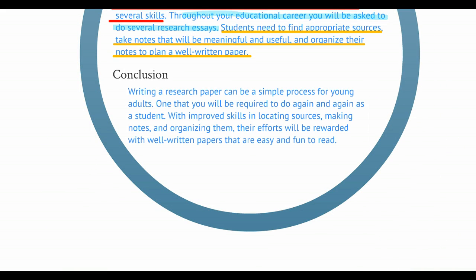So as we look at this conclusion, you'll see a lot of similar things. This first one, writing a research paper can be a simple process for young adults, is kind of restating your topic, and one that you'll be required to do again and again is similar to the highlighted piece up above that you can still see on the screen. And then this last section is a rewording of your preview sentence, so it's the summary or the highlight of the important information covered in your essay. So you can see that it's very similar, it's just rearranged and put into different words.